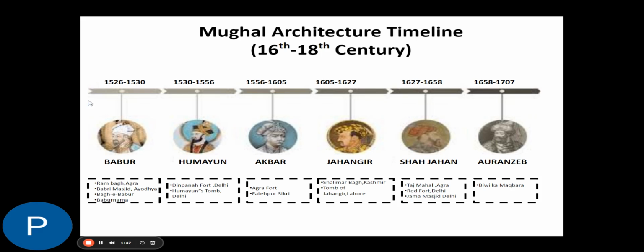Then coming to Shah Jahan, he made the Taj Mahal, Red Fort and Jama Masjid. Red Fort and Jama Masjid are located at Delhi. The last ruler of the dynasty was Aurangzeb, and he built the Bibi Ka Maqbara monument.